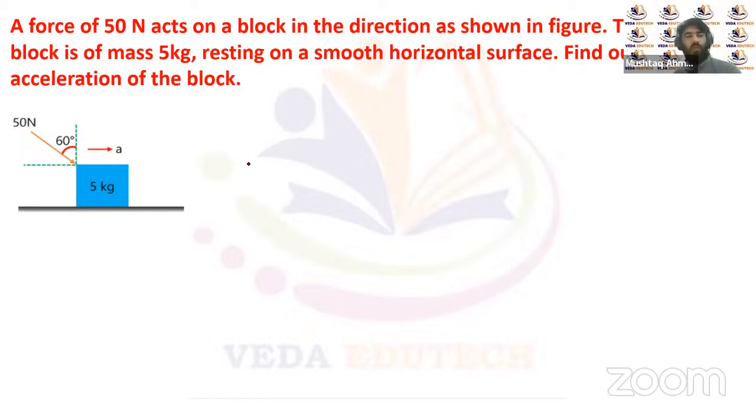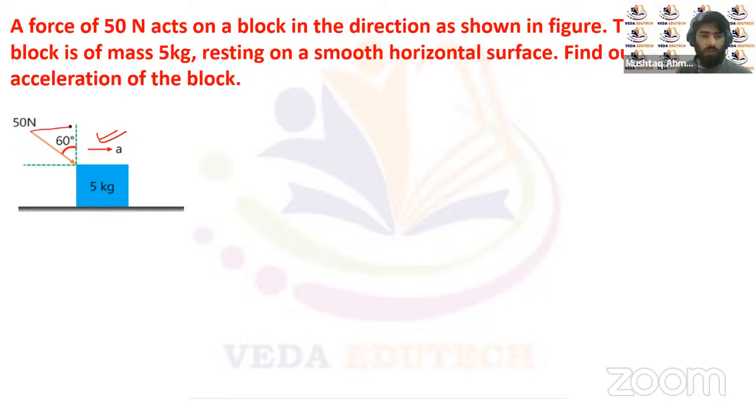So let's try to solve this question as well. The question is that a force of 50 Newton acts on a block in the direction as shown in the figure. The block is of mass 5 kg resting on a smooth horizontal surface. Find out the acceleration, right? Now it's given that this block moves in the horizontal direction only. If this block moves only along the horizontal direction, the acceleration is along the horizontal direction. It means that the only force responsible for this block to move along the horizontal direction will be the horizontal component of this force.